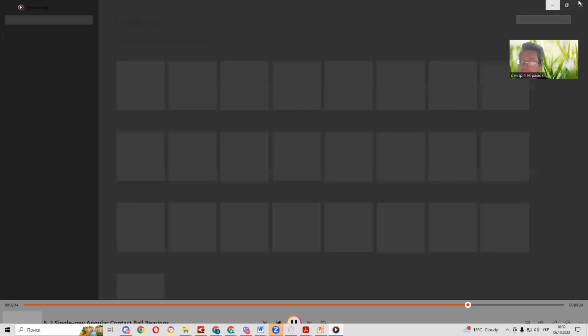Item 5.2, bearing accuracy classes. Depending on the specific indicators, bearings are divided into 6 classes: 0, 6, 5, 4, 2, and T. The list of accuracy classes is presented in order of their growth.